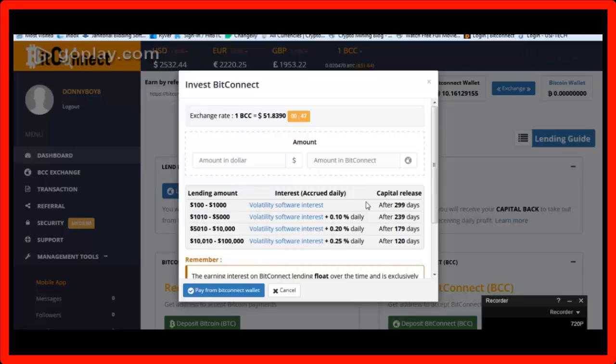If you started your first loan at $10,010 up to $100,000, I'm sure $100,000 plus really, because there's no other higher tiers that I'm aware of, you would get 0.25 extra on top of the daily interest, and you'd get your initial loan amount back in 120 days only, so 4 months.